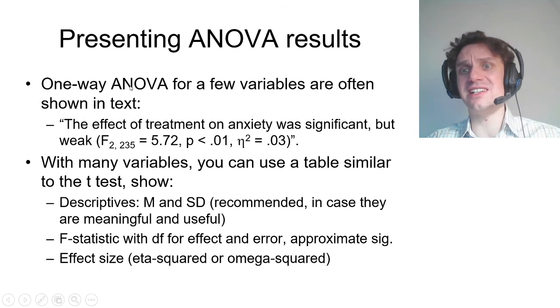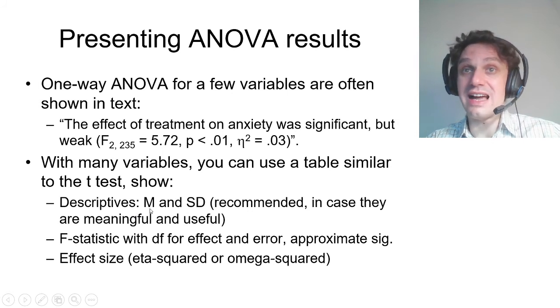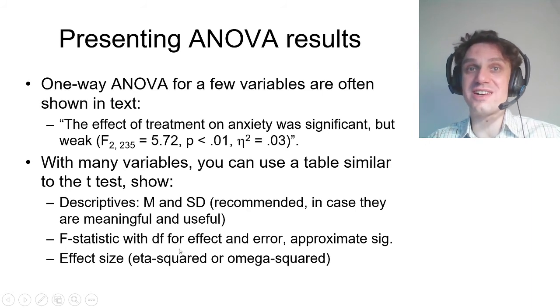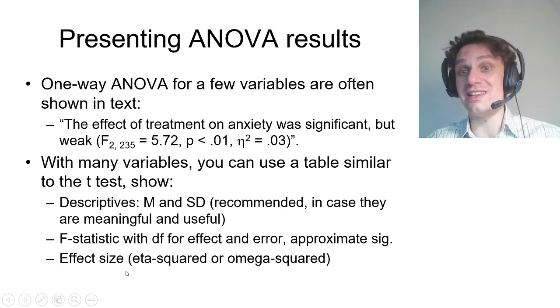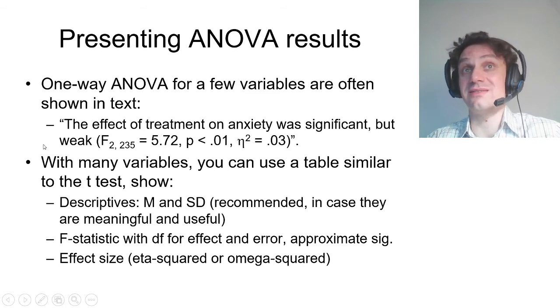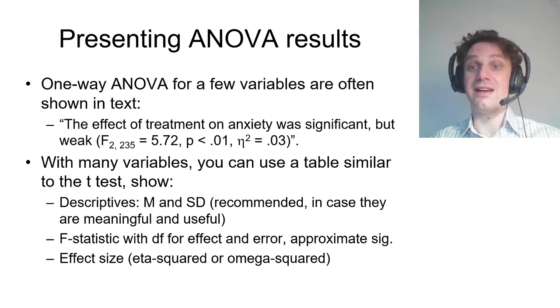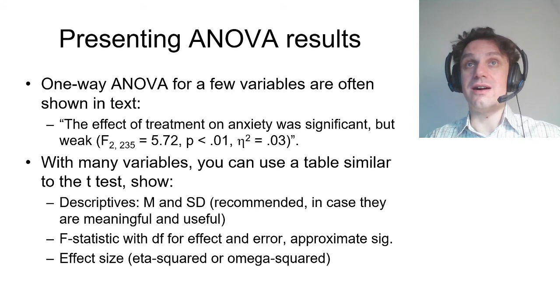And when you present the results of your ANOVA, you can present them in a table. If you have many variables, then for each variable you give, ideally, some descriptive statistics for each group, the F statistic with significance and degrees of freedom for effect and for error, and effect size, which is normally eta squared. However, if you have a few variables, you can just present your results in the text. For each group, you can give M and SD, mean and standard deviation, at some point.